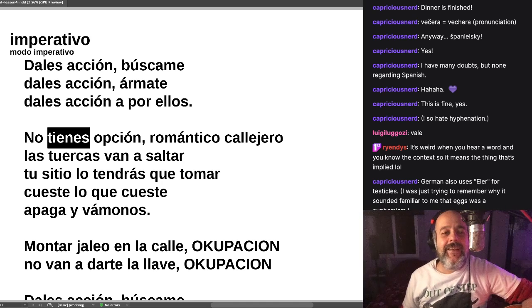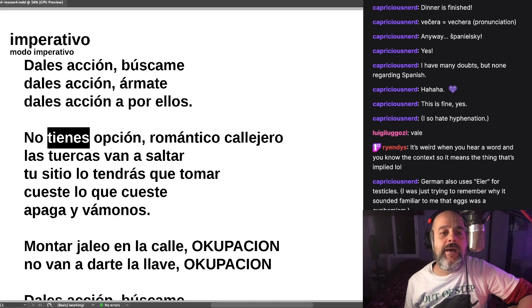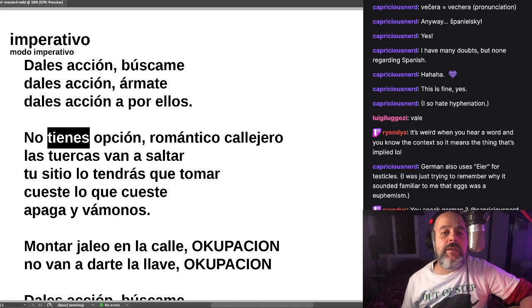So again. No tienes opción, romántico callejero. Las cuerdas van a saltar. Tu sitio lo tendrás que tomar, cueste lo que cueste. Apaga y vámonos.